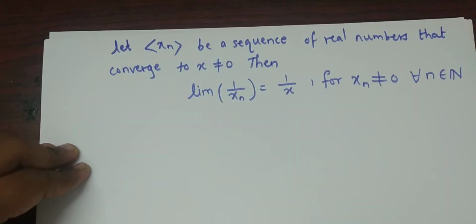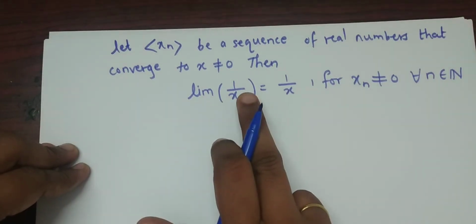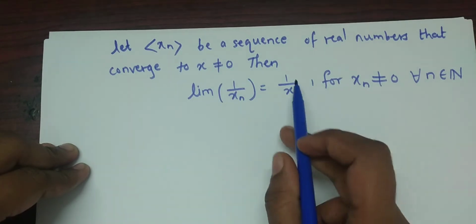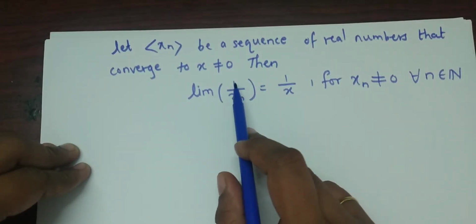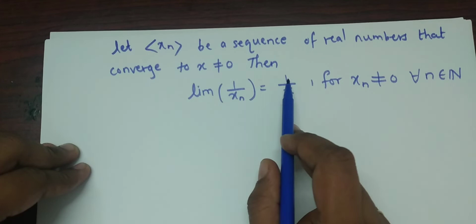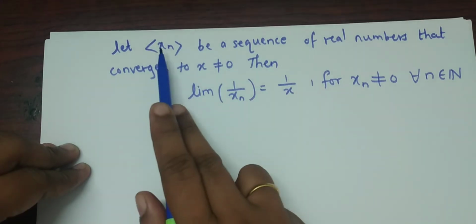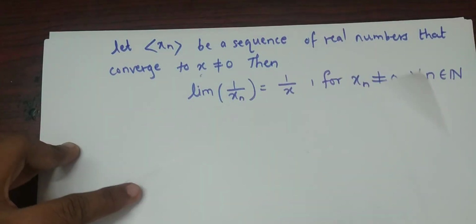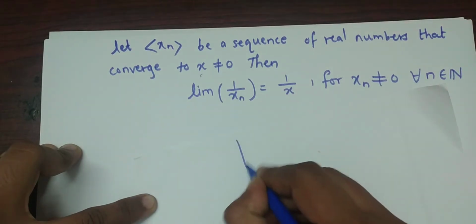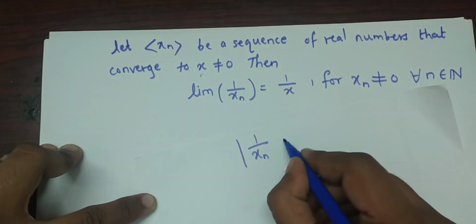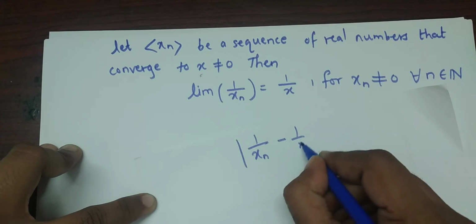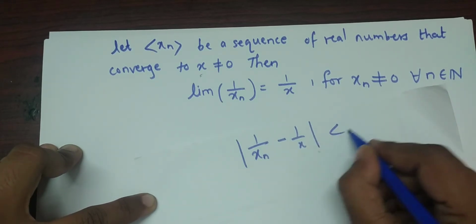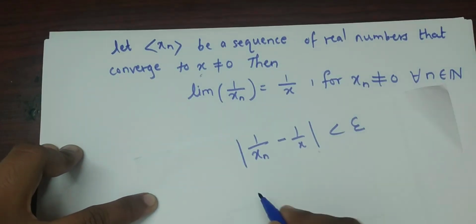Okay, so let's see the proof. What we have to show is that limit 1 upon xn is equal to 1 by x, which means the sequence 1 upon xn converges to 1 upon x. Given that sequence xn converges to x where x is not equal to 0. What we have to show is that mod 1 upon xn minus 1 upon x is less than epsilon.